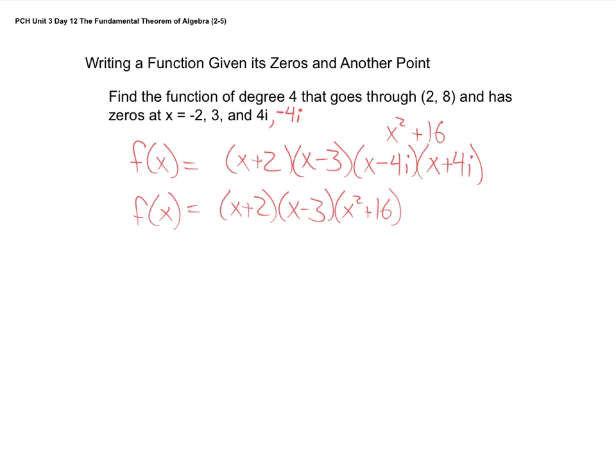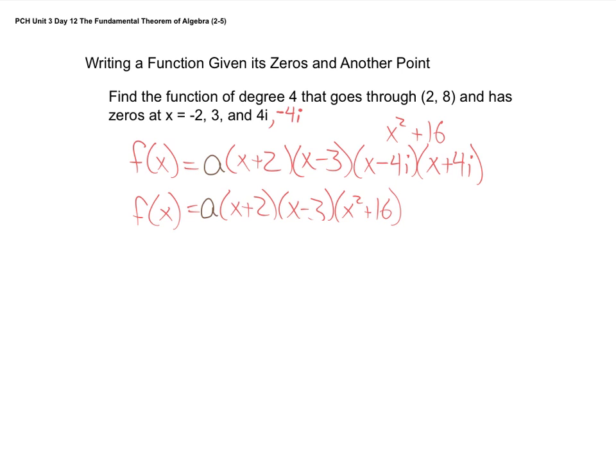Now, if you plug in 2, do you get 8? Let's see. 4 times -1 times 20. Does that equal 8? No, that's a problem. Here's how we solve that problem. Remember, I told you there were an infinite number of functions that have those 4 zeros. What will change all of the points on the graph except for where the zeros are is my leading coefficient.